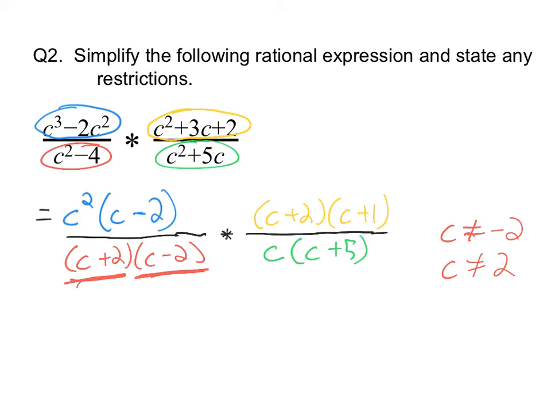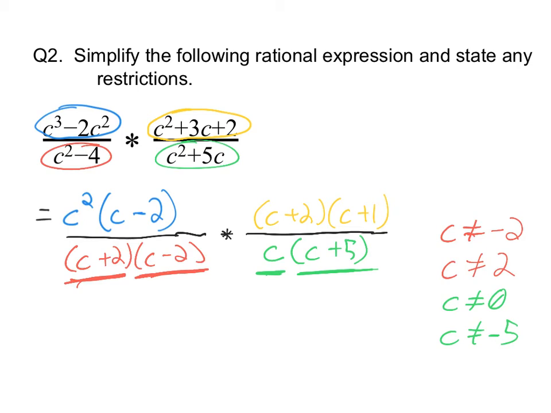And looking at the second fraction in this expression, we have a factor of c. So if c were equal to 0, that would set that entire denominator equal to 0. And c plus 5, if c were equal to negative 5, that would set that entire denominator equal to 0 as well. So listed off on the right-hand side, these are going to be the non-permissible values.